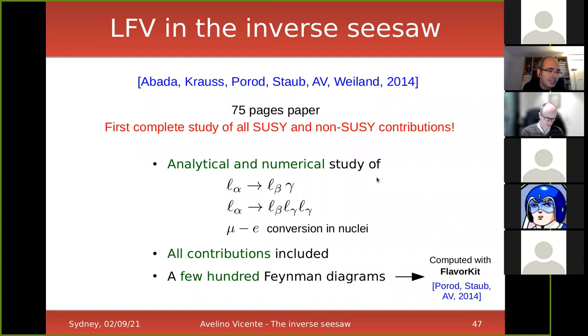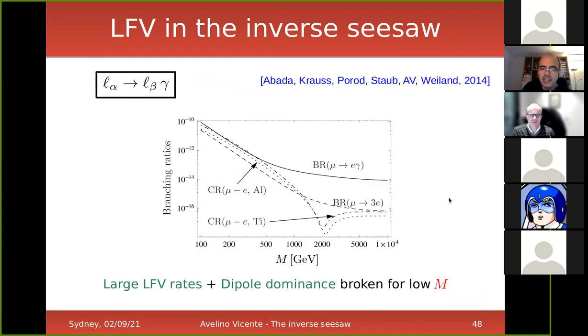We did a work in this direction. We wanted to see whether these contributions in a full numerical scan with all the possible diagrams actually render the model richer than expected or just boring. And in order to see that, we did an analytical and numerical study of these observables. So lepton to lepton gamma, lepton to 3 leptons with all possible combinations, and finally mu to e conversion in nuclei. We considered these observables. We calculated all possible contributions. That means a few hundred Feynman diagrams. We had to use a code for that. We call it FlavorKit. And thanks to that, we were able to study this in detail.